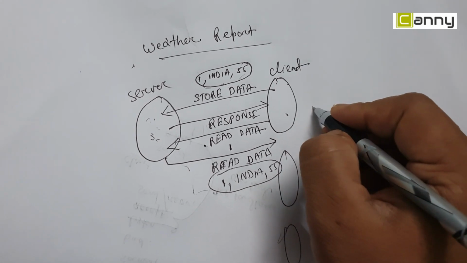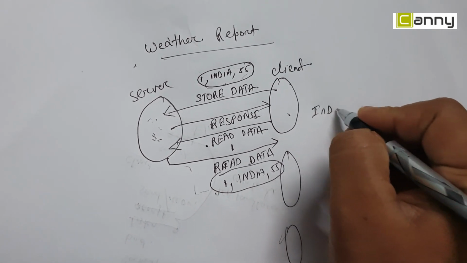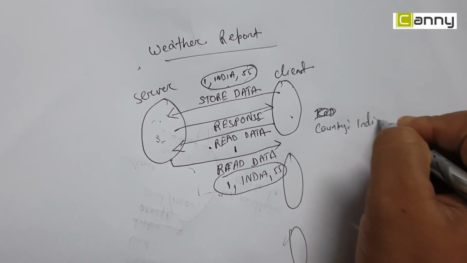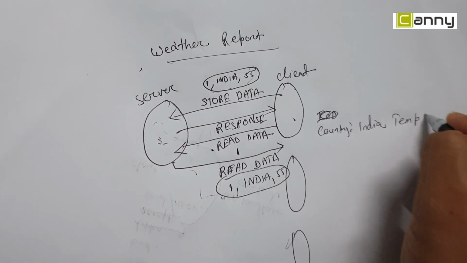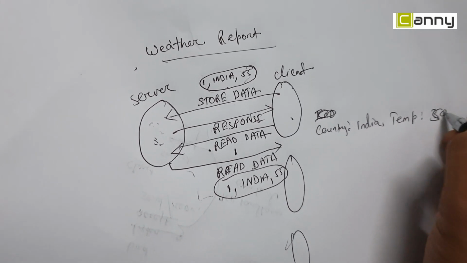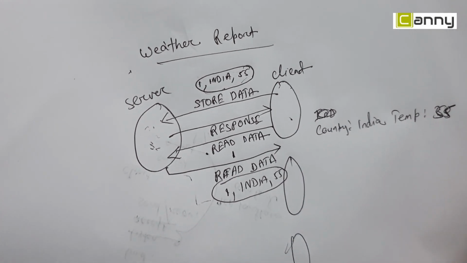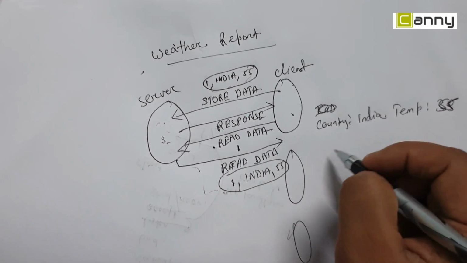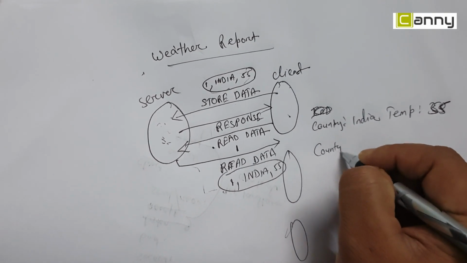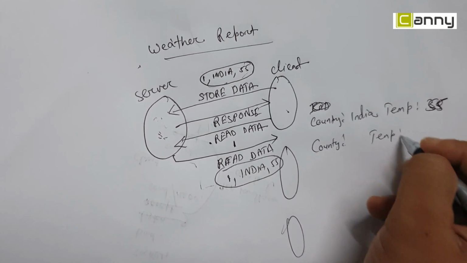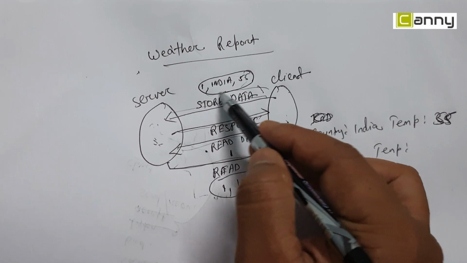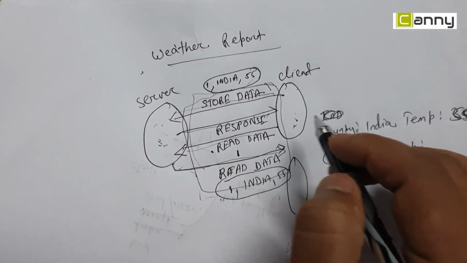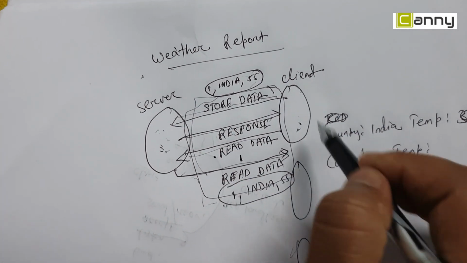And what will the client do? The client will print that today, country India, temperature 55 degrees Celsius, right? If you give any other invalid country, then it will return something null, country empty and temperature also empty, something like this. So these are the operations that are supported by the server and client. Today we will write the code to simulate this.